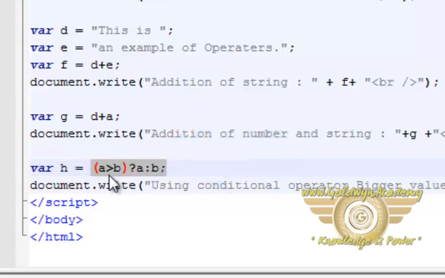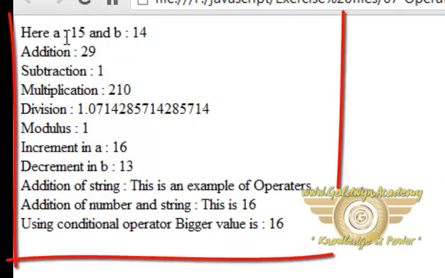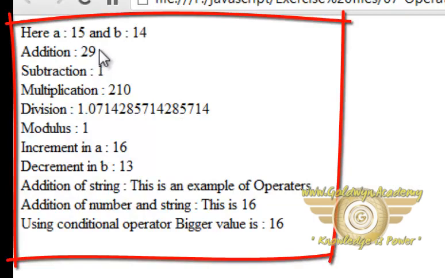It means if this expression is true, then the first operand will display, else the second operand will display, and the result is stored in our variable h. Let's take a look at the output. This is our output. A is 15, B is 14. If we take addition, then the answer will be 29. For subtraction, it's 1.